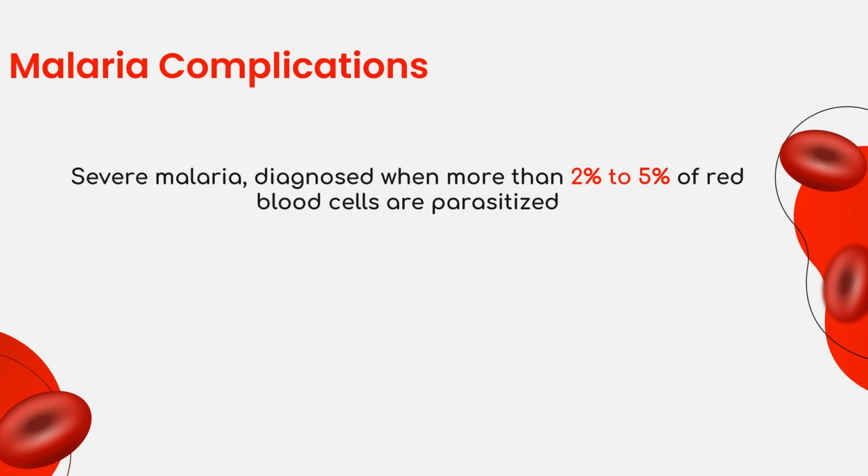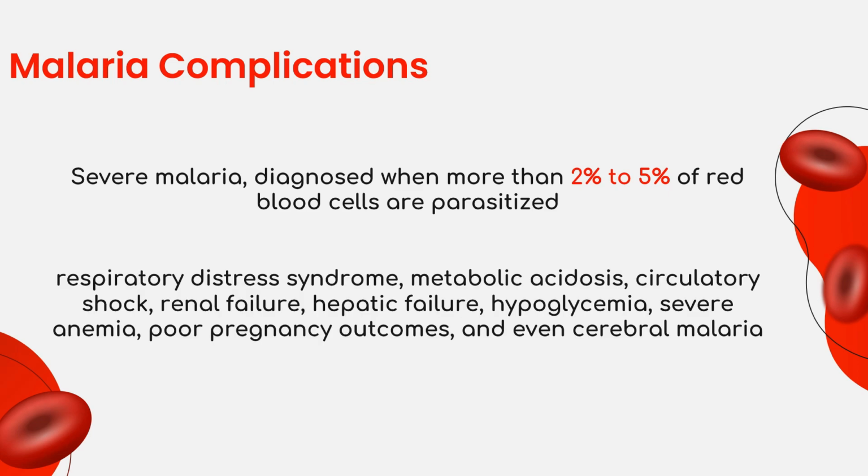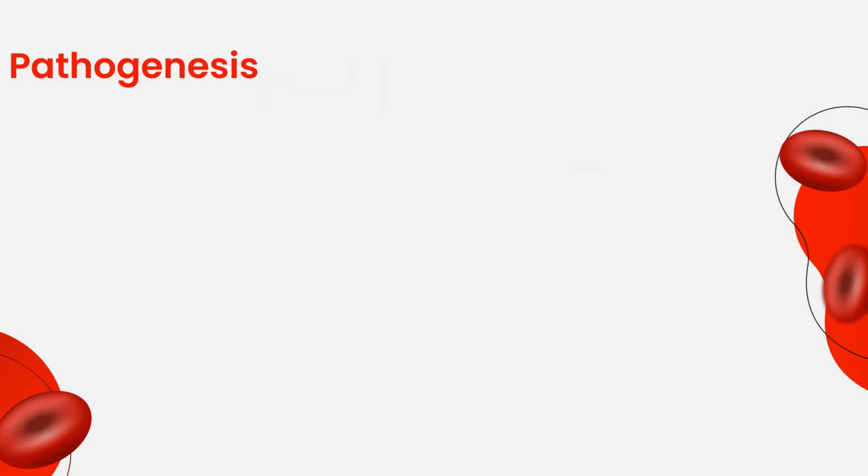But what are the complications associated with this severe form of the disease? Well, let me tell you, severe malaria doesn't hold back. It can lead to respiratory distress syndrome, metabolic acidosis, circulatory shock, renal failure, hepatic failure, hypoglycemia, severe anemia, poor pregnancy outcomes, and even cerebral malaria, a potentially life-threatening condition affecting the brain. Anemia often accompanies malaria. However, the causes of this association are far from simple. Let's uncover the multifaceted factors that contribute to this intriguing connection.